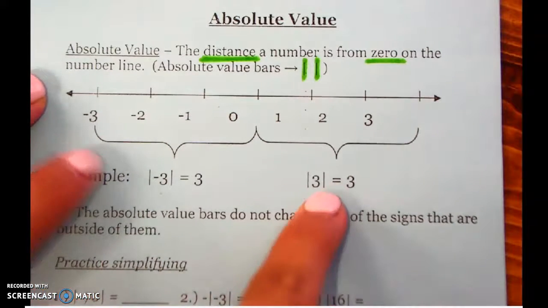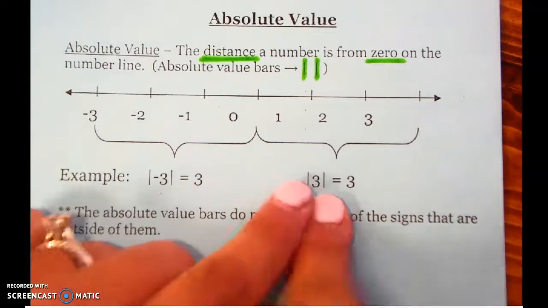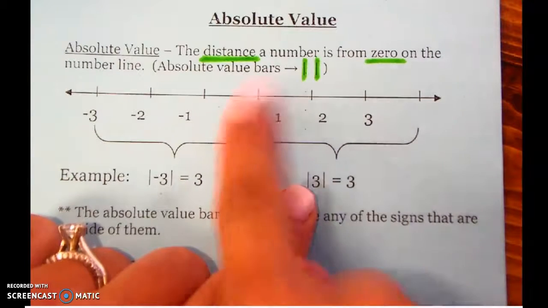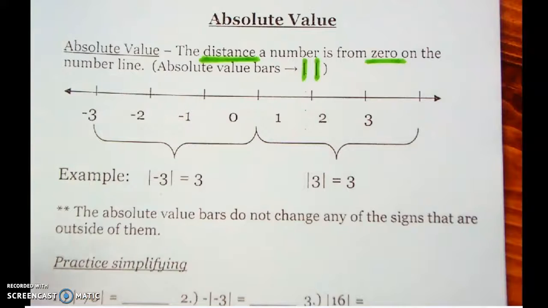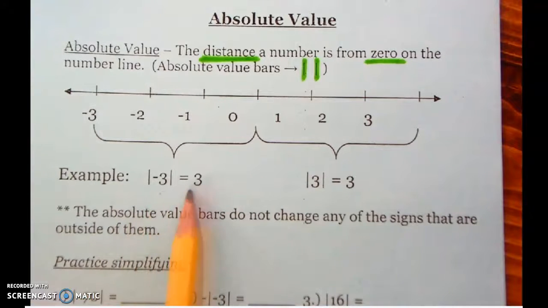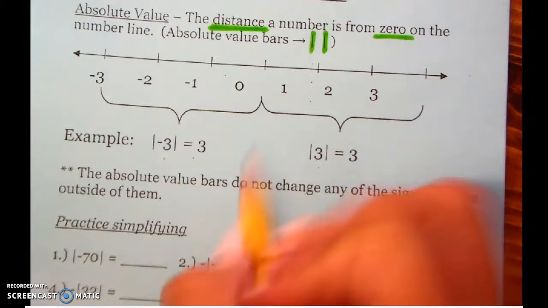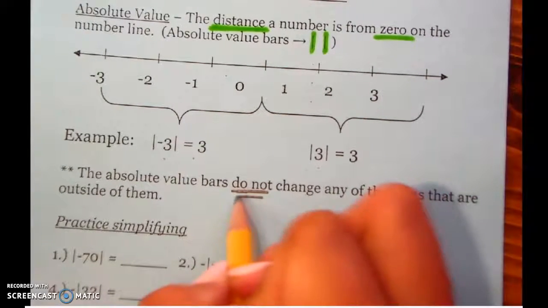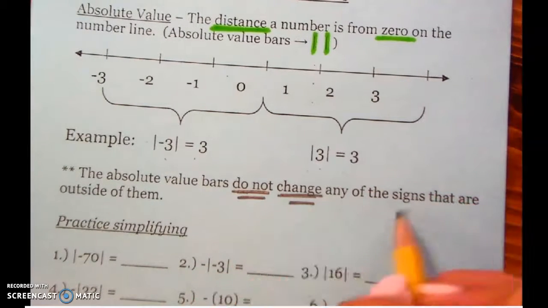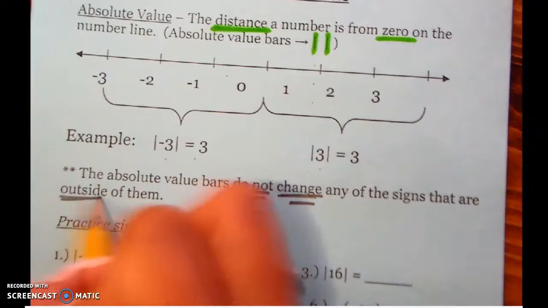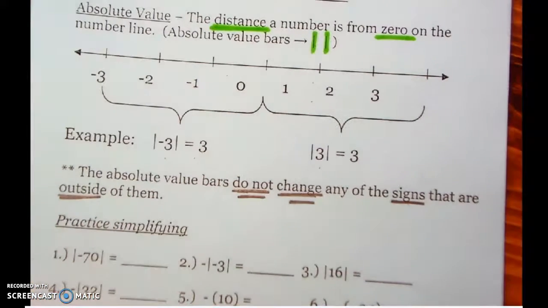And the same thing over here. The absolute value of 3 is also 3 spaces away from 0. So the absolute value of -3 is 3, and the absolute value of 3 is 3. And then it's also important to know, here's your little asterisk here, the absolute value bars do not change any of the signs that are on the outside of them. So if it's outside of it, it doesn't change it.